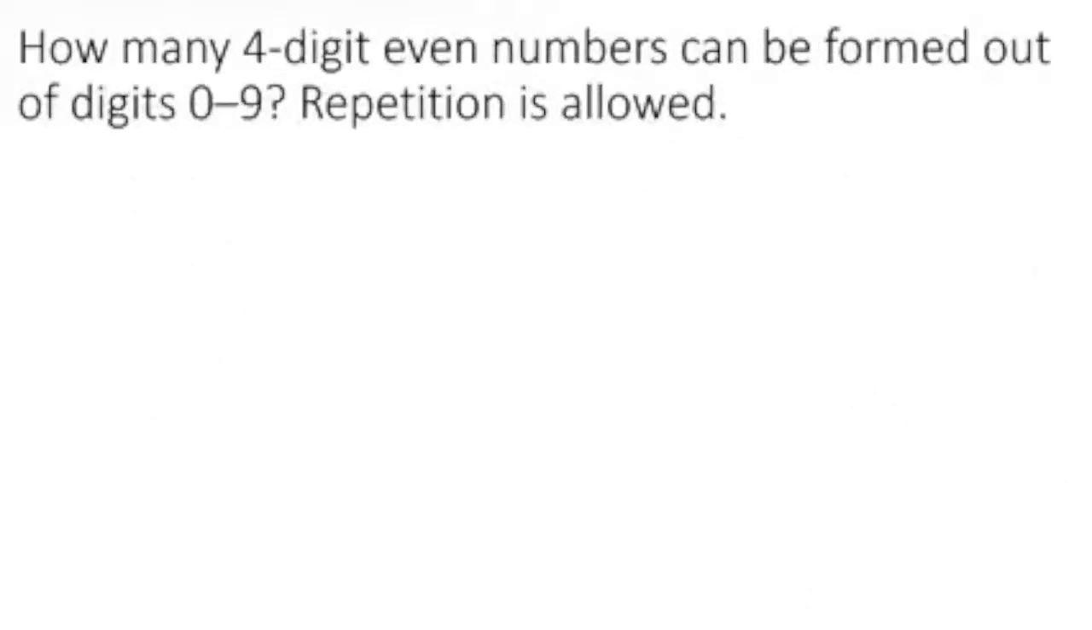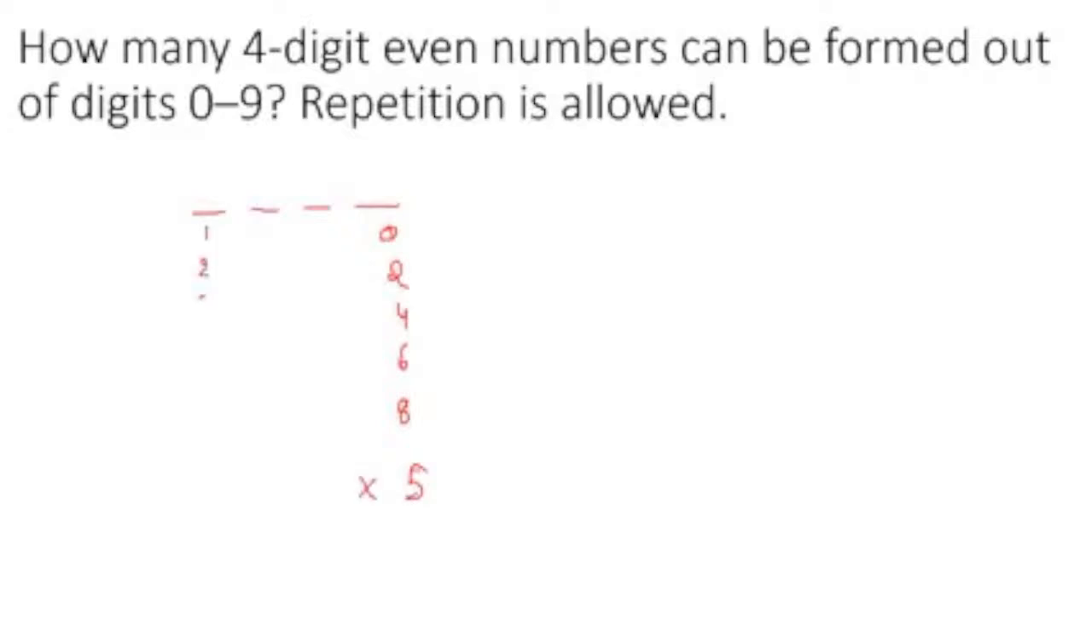How many 4-digit even numbers can be formed by using the digits 0 to 9? Repetition is allowed. What is the meaning of 4-digit even numbers? The ending digit should be 0, 2, 4, 6, 8. So how to approach this kind of model? Here I know that it will end with only 0, 2, 4, 6, 8, so 5 chances.